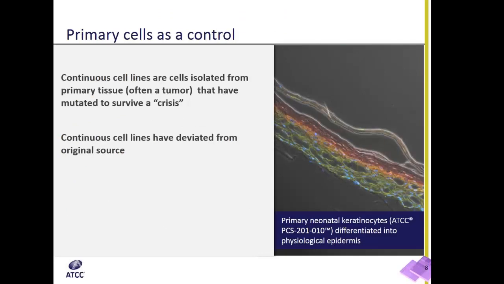A final note about experimental design. Continuous cell lines are derived from a tumor and can be in culture for a very long time, so they may have deviated from the original source. Therefore, in every experiment using a continuous cell line, you should run the appropriate primary cell as a control, since primary cells are isolated directly from primary normal tissue.